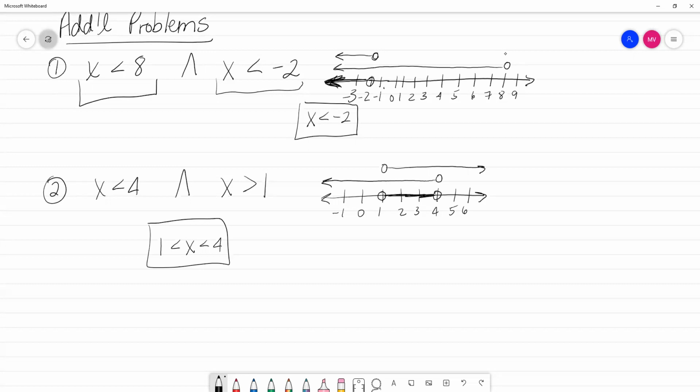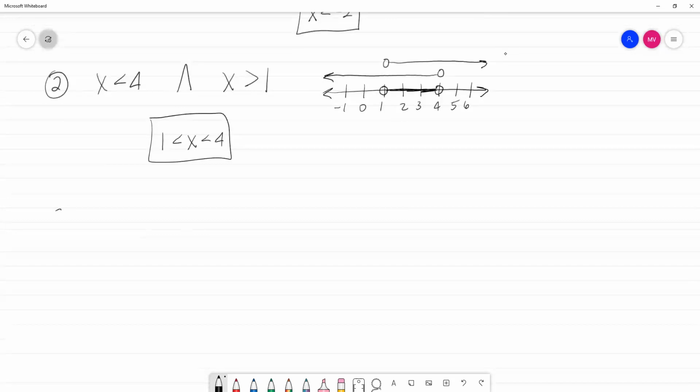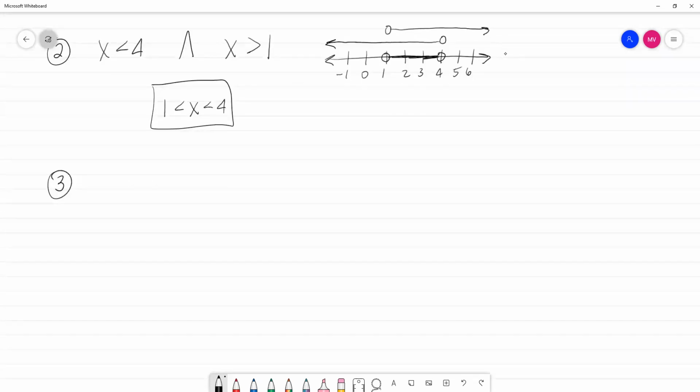Okay, Abigail, one more. We'll do 3 and then 4, and then we'll work on some homework problems. Okay, so if I have X is greater than or equal to -1 and X is less than -4, what would that look like on a graph? Let's see. Okay.